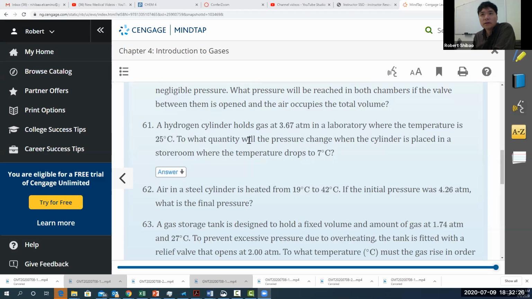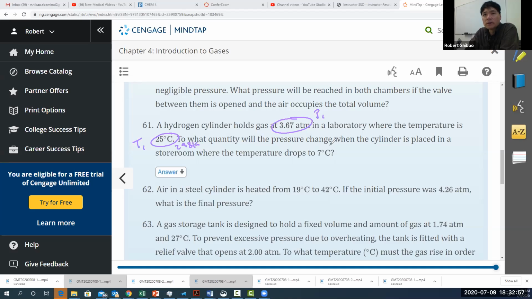A hydrogen cylinder holds gas at 3.67 atmospheres. So what we'll do is just label these here. We're going to call that P1. In a laboratory where the temperature is 25 degrees C, so this is going to be T1. And 25 degrees C is room temperature, which is 298 Kelvin. So that's it. To what quantity will the pressure change?